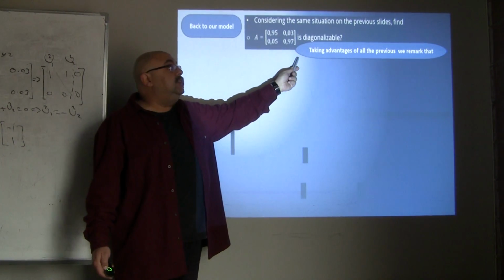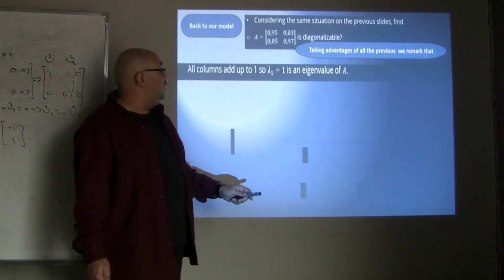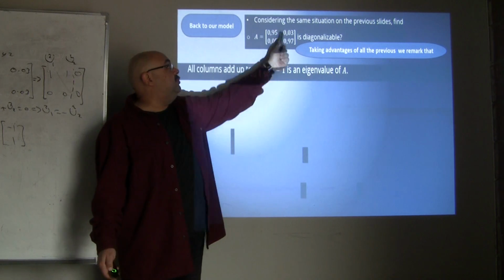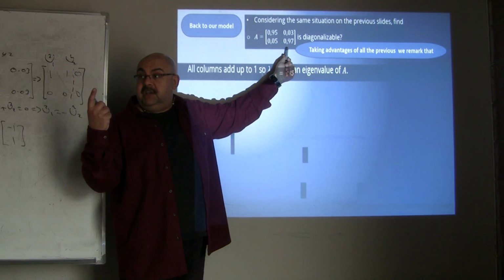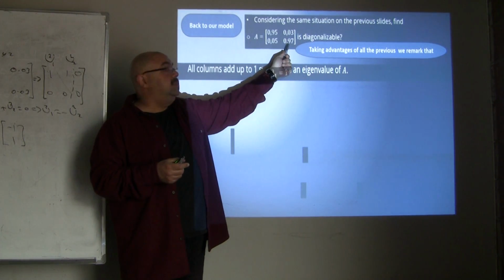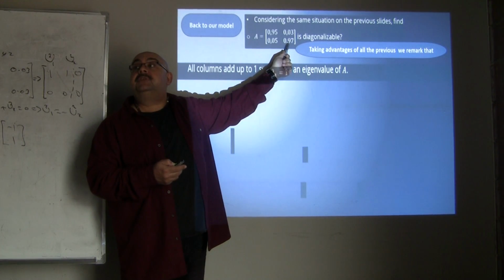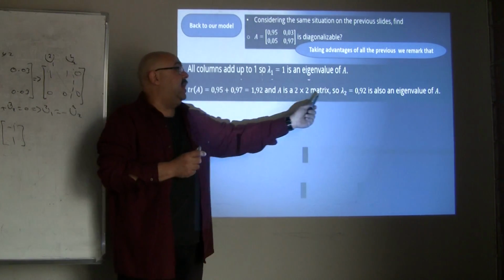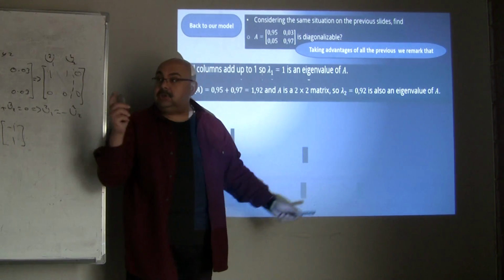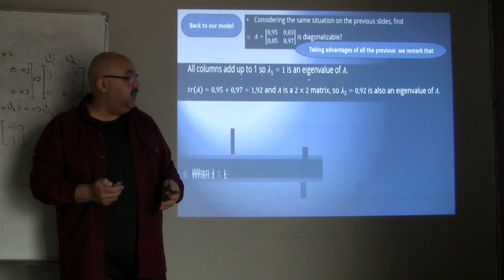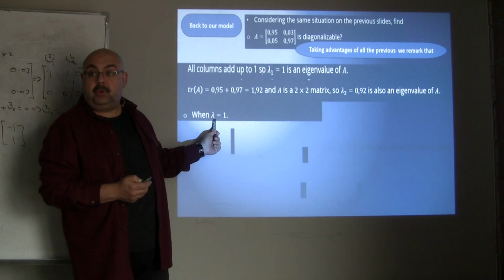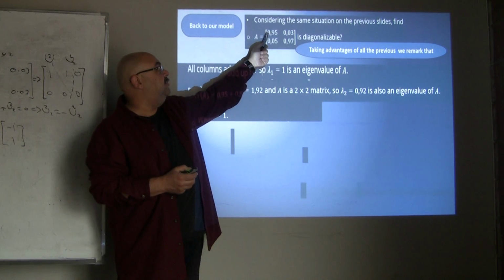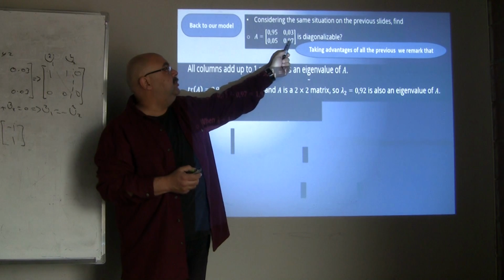Once more, taking advantage of the previous, we remark the following: if you get the sum of the elements of the columns, it's going to be positive 1, it's going to be positive 1, so 1 is one of the eigenvalues. I will get the trace, which is 1.92, so the difference is 0.92. Now I have the two eigenvalues, one of them is positive 1 and the other is 0.92. I will start making the substitution in order to get the eigenvectors. So for lambda equal to 1, I will use the exact same model, but it's going to be 0.95 minus 1, 0.03, 0.05, 0.97 minus 1.